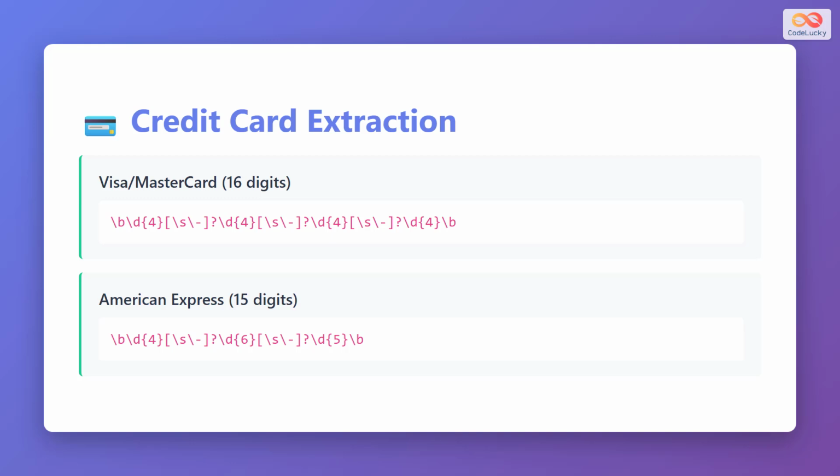Extracting credit card numbers requires care and security awareness. Visa and MasterCard use 16 digits, often formatted in groups of 4. The pattern matches 4 digits, an optional space or hyphen, repeated 4 times. Word boundaries prevent matching parts of longer numbers. American Express cards have 15 digits in a 4-6-5 format. Always handle credit card data securely and comply with PCI DSS standards when working with payment information.